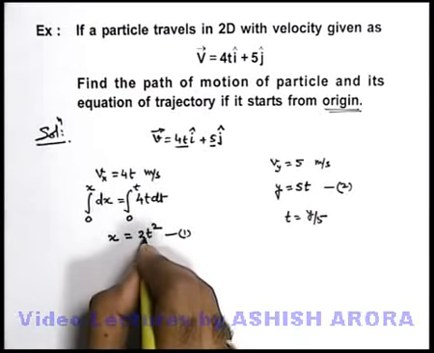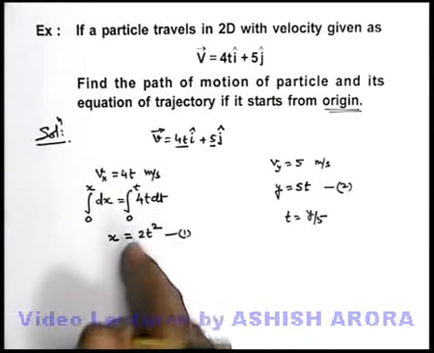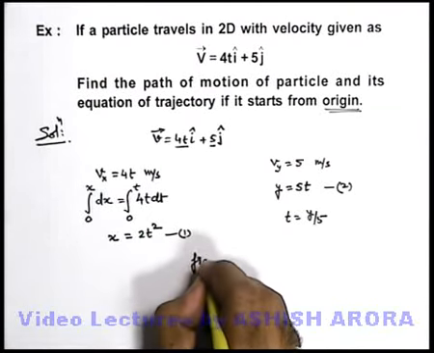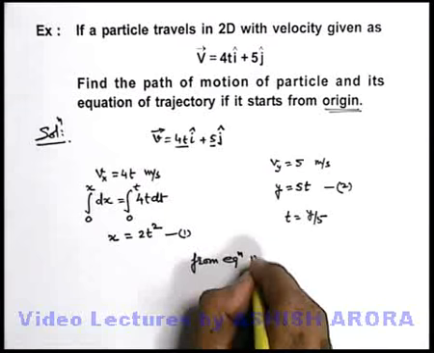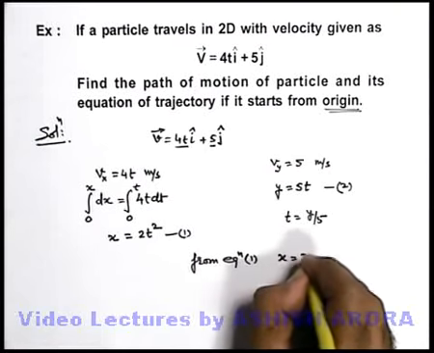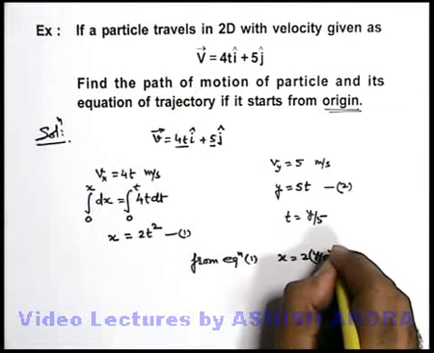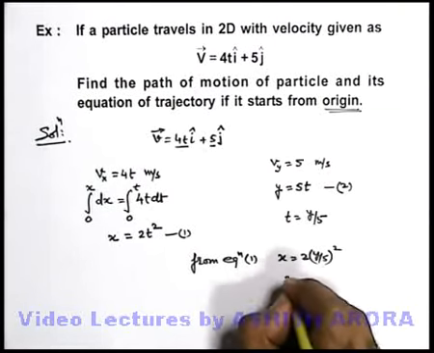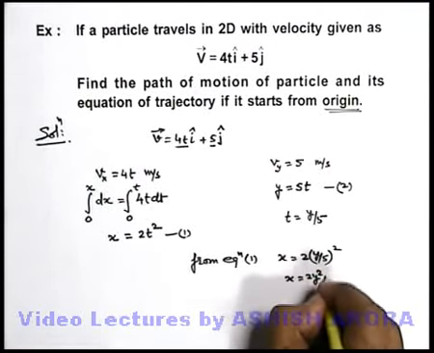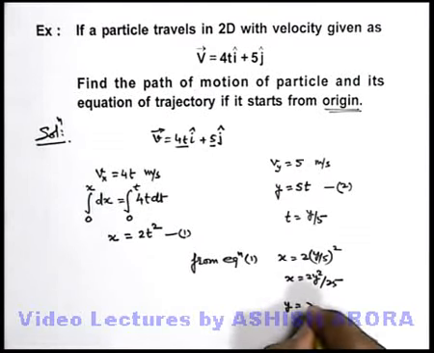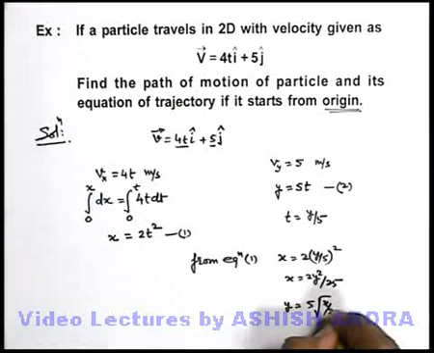And if we put the value of t over here, we'll be able to eliminate t, and we get a relation in x and y. Now from equation 1 we can directly write x equals twice of (y by 5) whole square. On solving this, we get x equals 2y square by 25, or we can write y equals 5 root of x by 2.